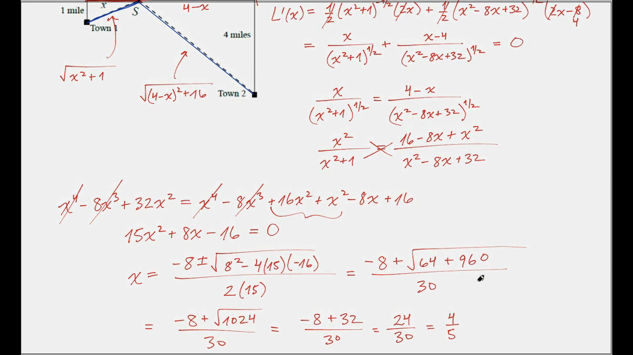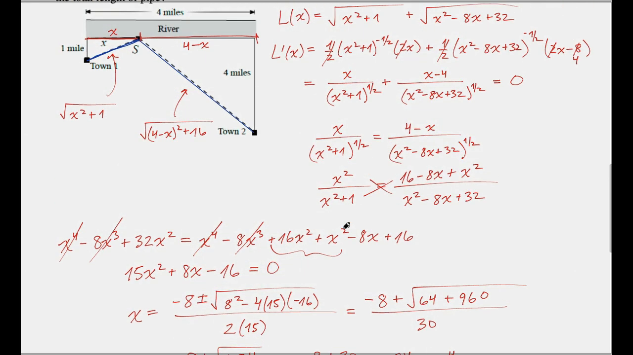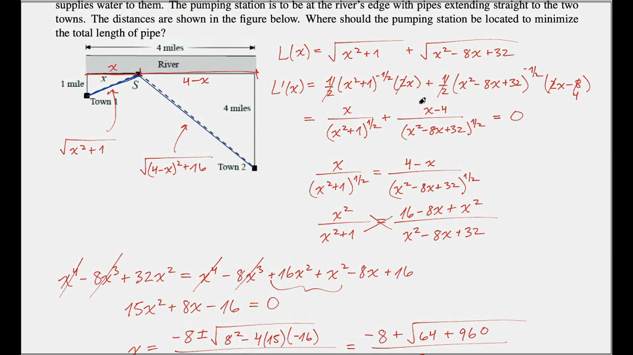That's our only critical number. Let's go ahead and double check. It is going to be the minimum, but we'll go ahead and show that. So this was L prime. We'll create a number line, a sign chart, with 4/5. If we plug in 0 for x into our derivative, this is 0, and this is negative 4 over 32 to the 1/2. So this is a negative number.